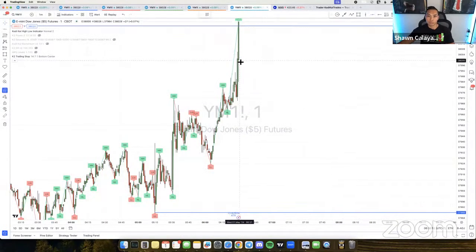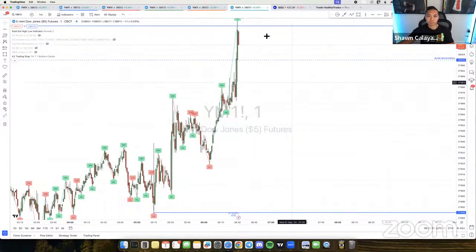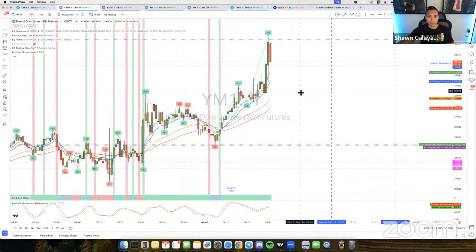Looks like liquidity over here might be getting hit. Yeah, it just got hit right there. Just tapped it. Obviously, you want to be careful with these opening movements.